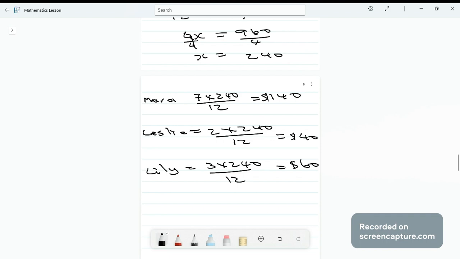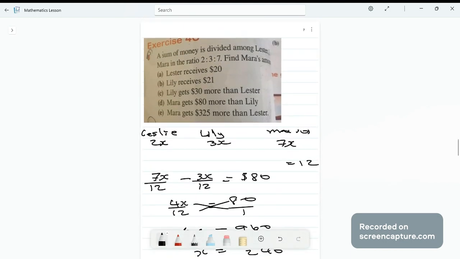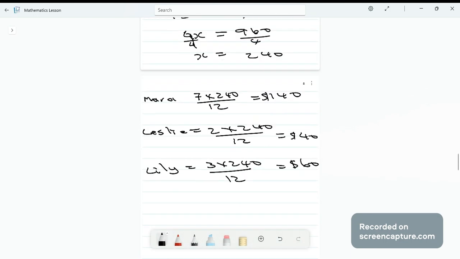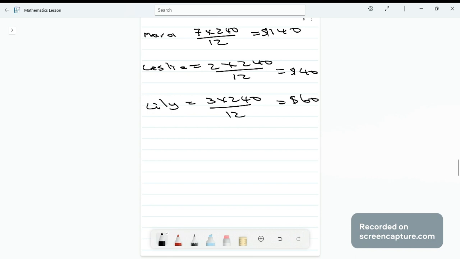All right, so just checking back what the question said. It says Mara got $80 more than Lily. So Mara would get the 140 and Lily would get $60. And we know 140 minus 60 gives us $80. So we're able to prove that condition, that Mara got the 140, which is $80 more than what Lily got.